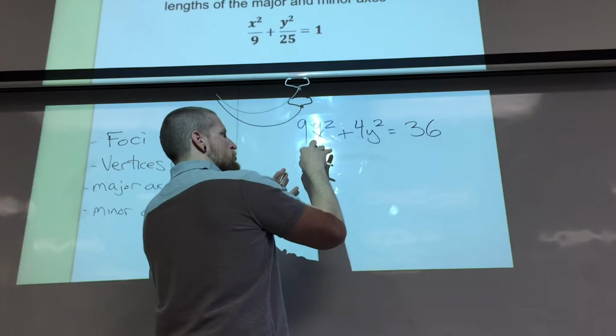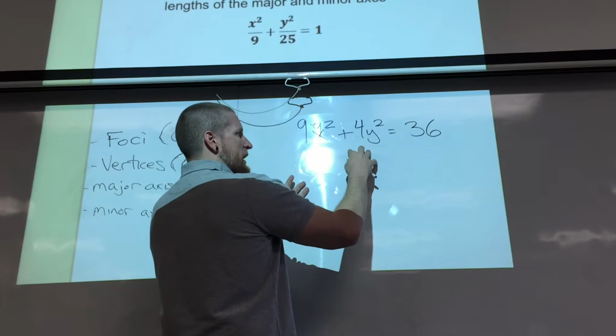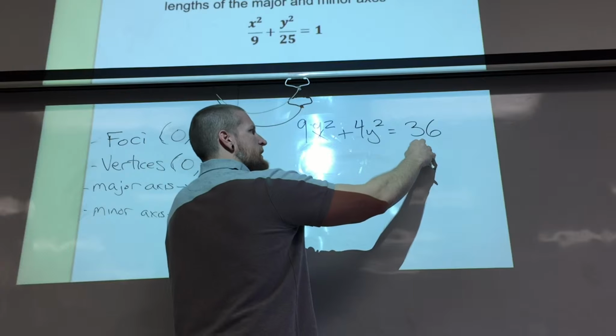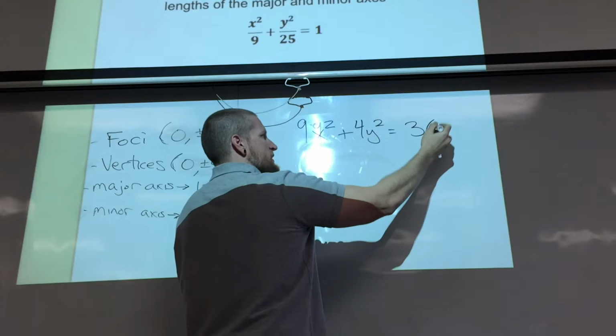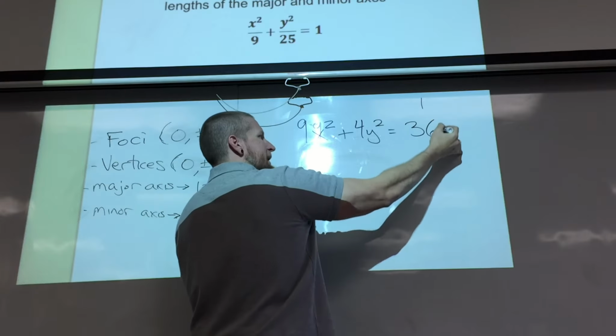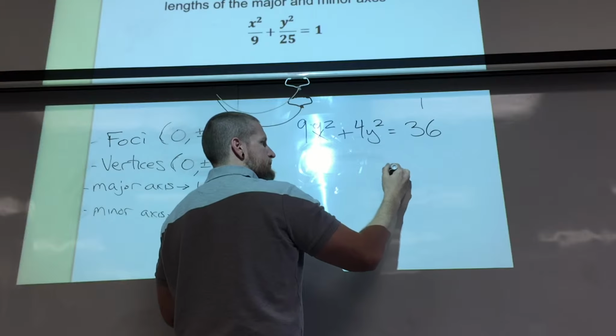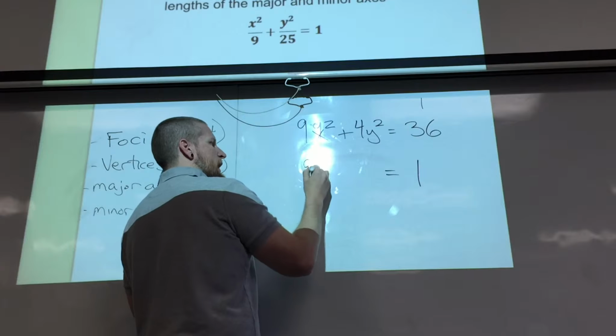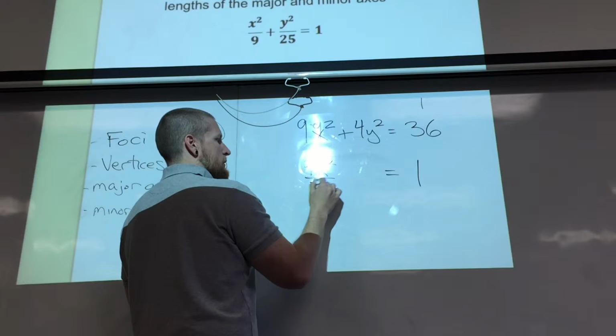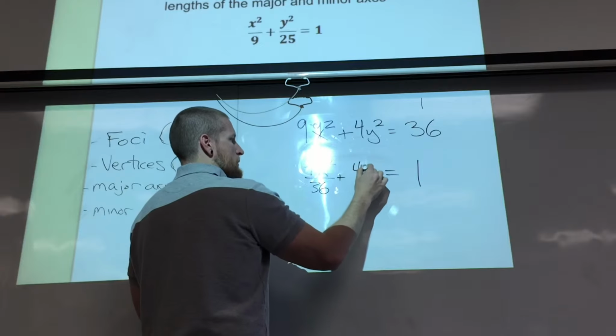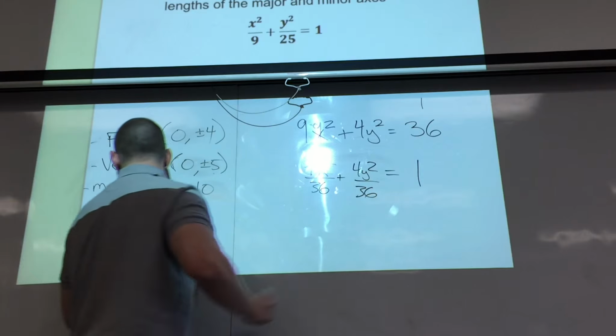Once it's in a form like this where I've got x squared, y squared, and a constant, then I remember for standard form I want this side to be 1. So to make this side 1, I have to divide everything by whatever that number is. So I'm dividing everything by 36.